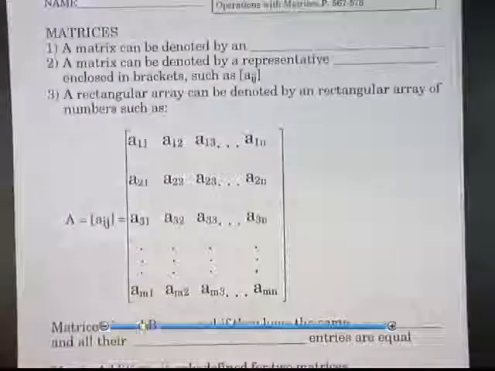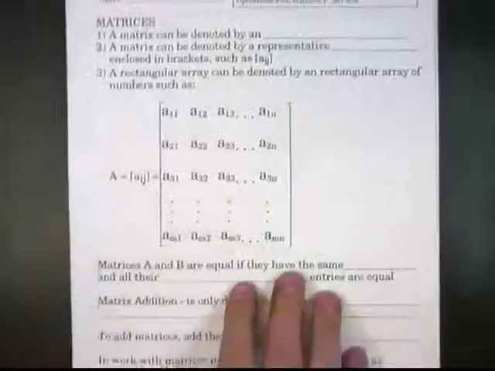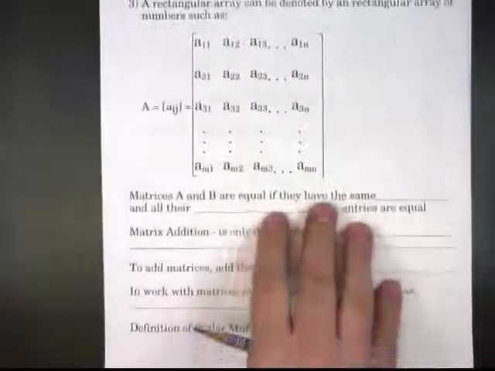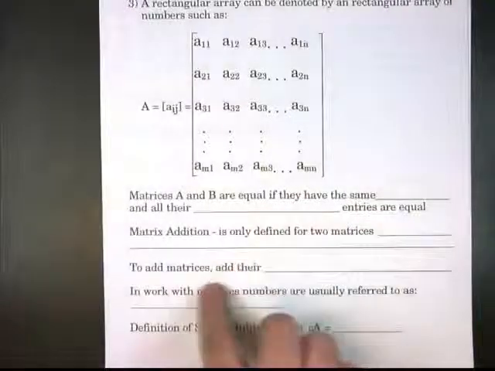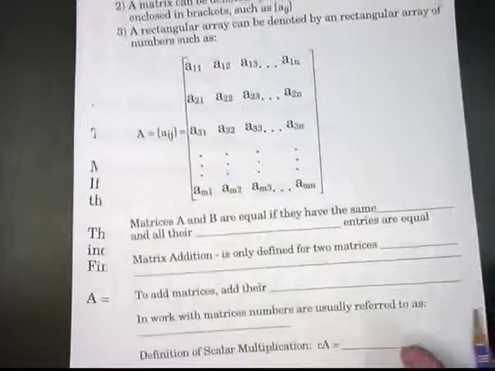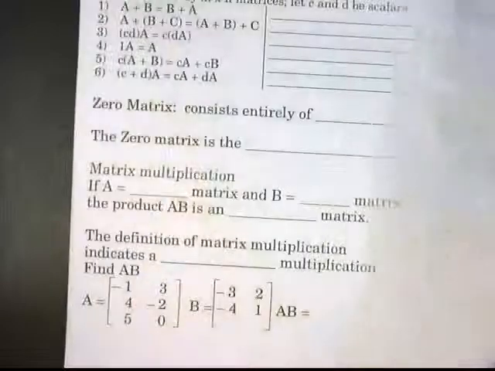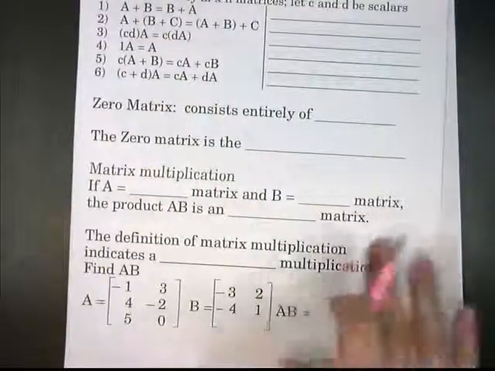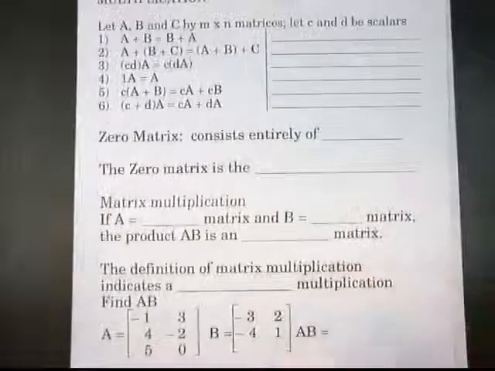I want you to go into your book and fill in all of these vocabulary words about a matrix. What does it mean to be equal, dimensions, adding them, scalar. Again, all this stuff is stuff that you should know from last year. But again, the properties, zero matrix.